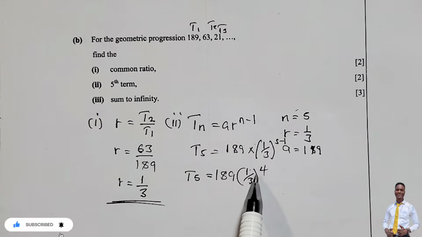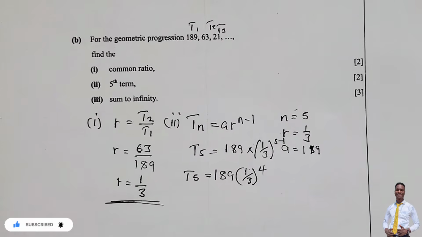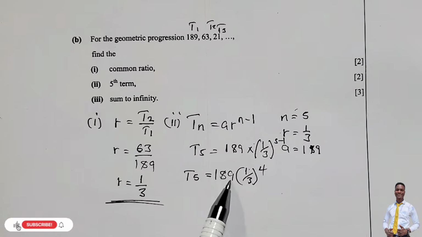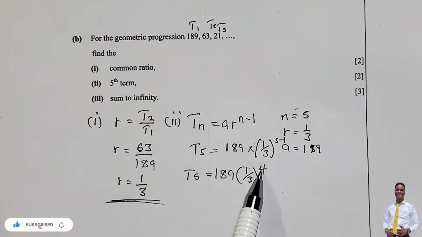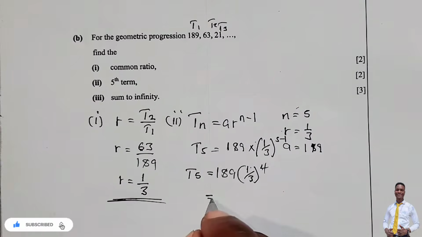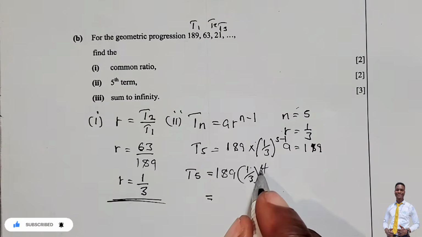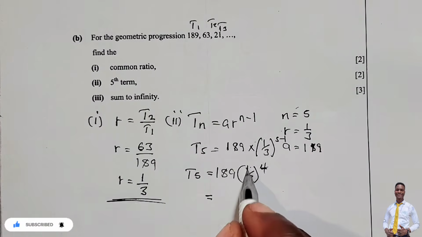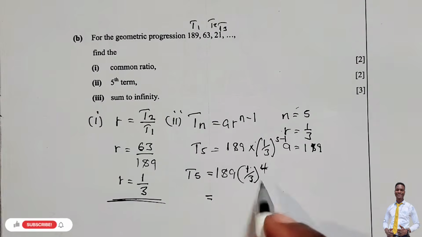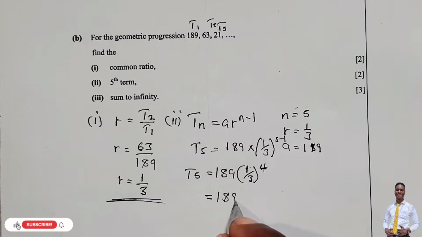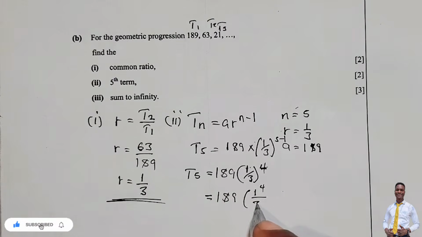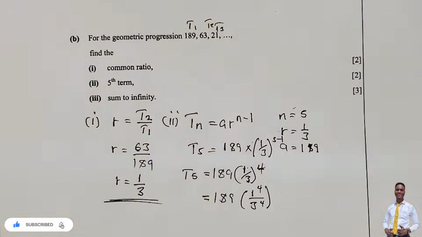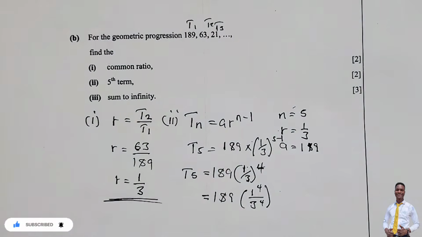This 1 over 3 is raised to a power, so we don't do anything to that one. We don't multiply, rather we distribute. This 4 is the same as this 4. It means distribute the power: 1 to the power 4 over 3 to the power 4. So we have 189 multiplied by 1 to the power 4 over 3 to the power 4. As simple as that.